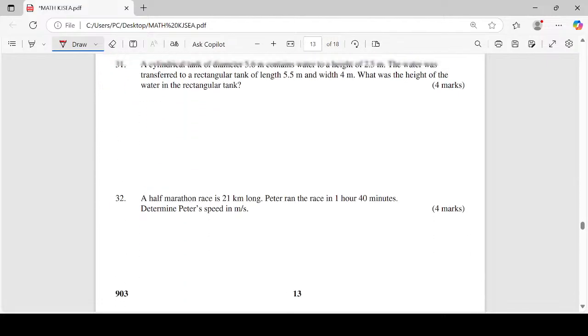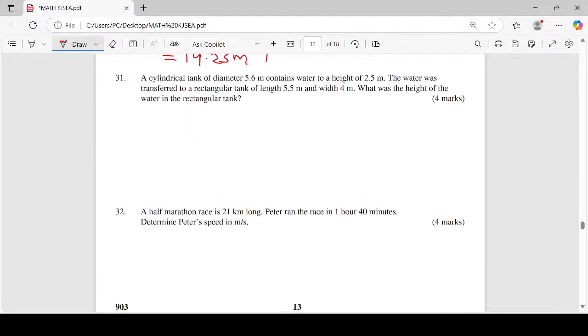Question number 31. A cylindrical tank of diameter 5.6 meters contains water to a height of 2.5. The water was transferred to a rectangular tank of length 5.5 meters and width 4 meters. What is the height of the water in the rectangular tank?